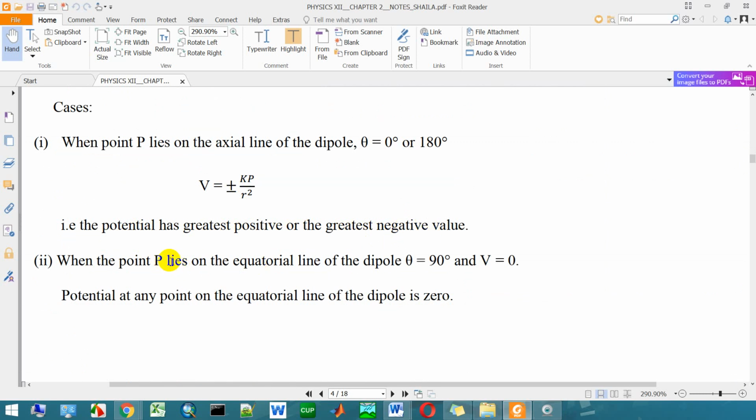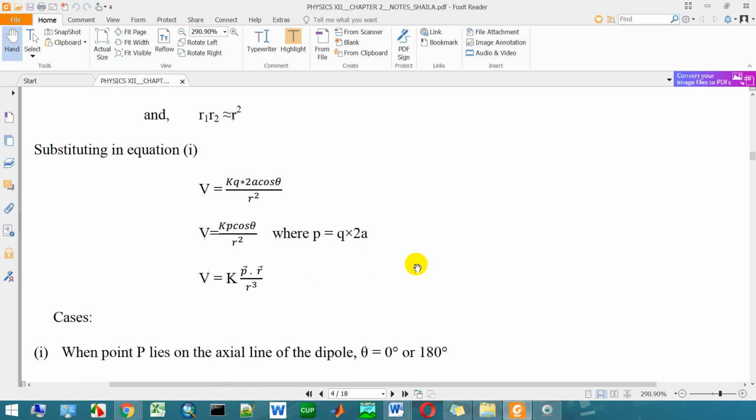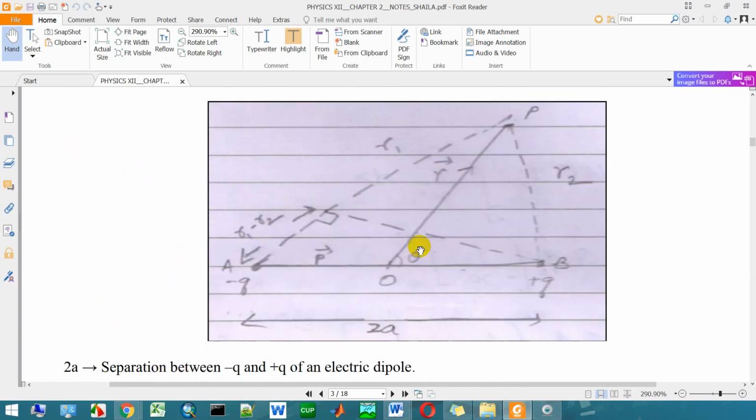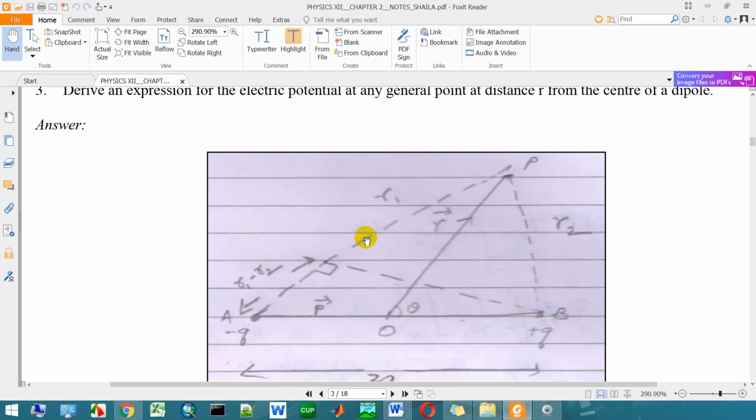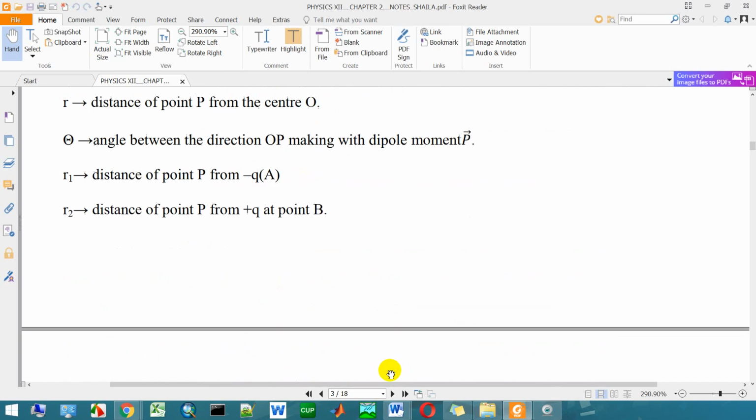The second case is when point P lies on the equatorial line of the dipole. Where is the equatorial line? It is when point P lies on the perpendicular bisector. This is the equatorial line. So if this point P lies on the equatorial line, theta is 90 degrees. When theta is 90 degrees, cos 90 is 0. So if this point P lies anywhere along the equatorial line, the potential at point P is 0.